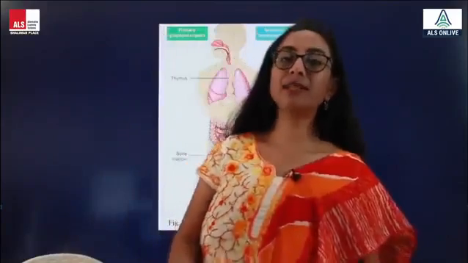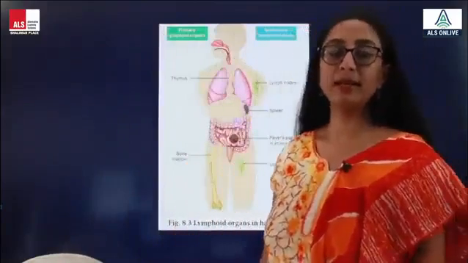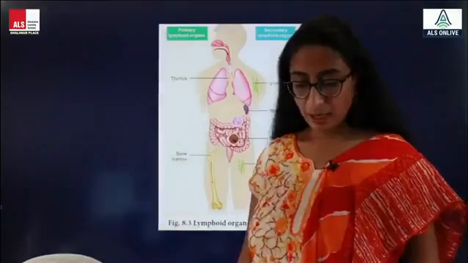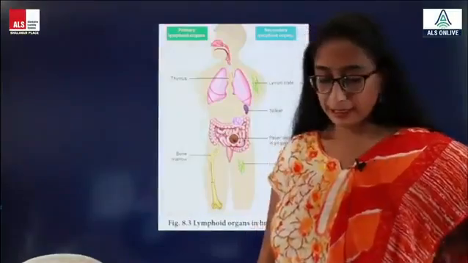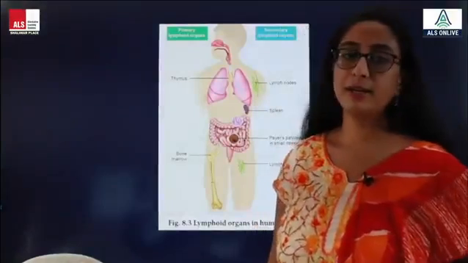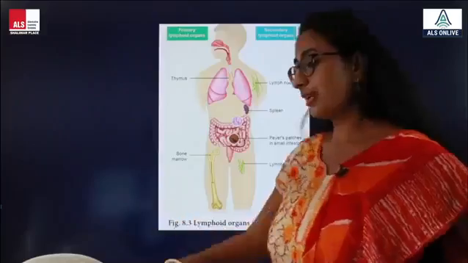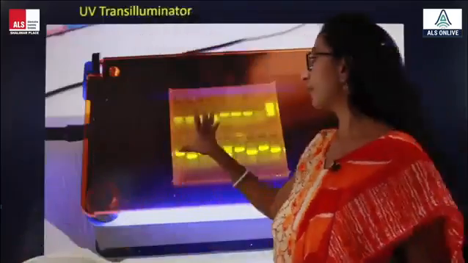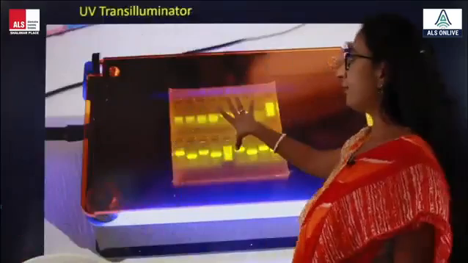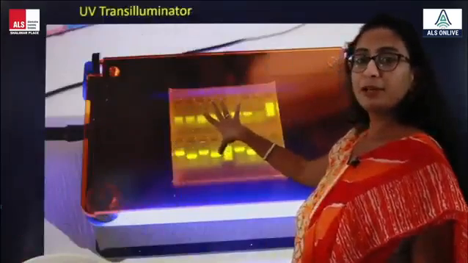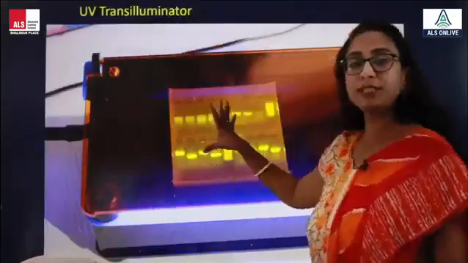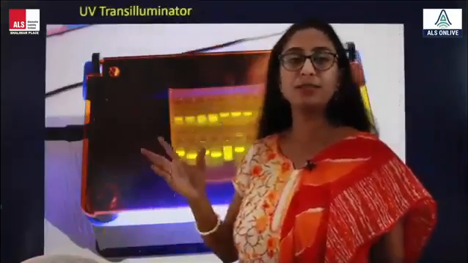So we do Western blotting for proteins, isn't it? Western blotting is done for proteins, Northern blotting is done for RNA, and Southern blotting is done for DNA. So what's the difference between agarose gel electrophoresis and blotting? See, in agarose gel electrophoresis, we stop at this step, right? We do all the procedure and finally we place it on the UV light box, which we call a UV transilluminator, and we study it. So with this, agarose gel electrophoresis is done.